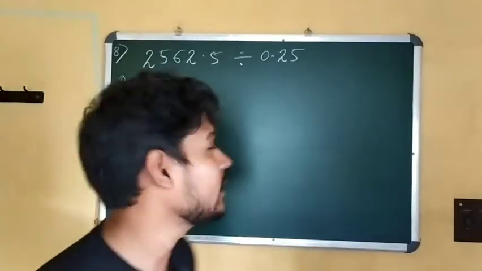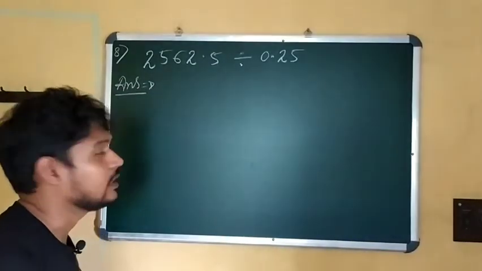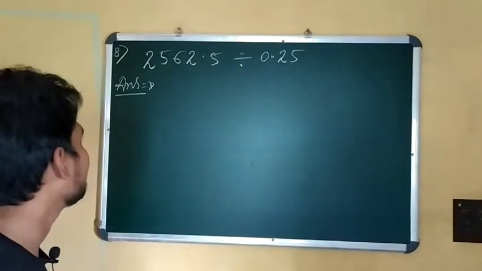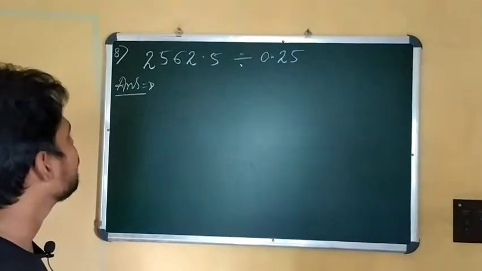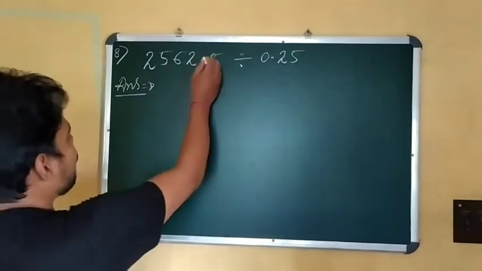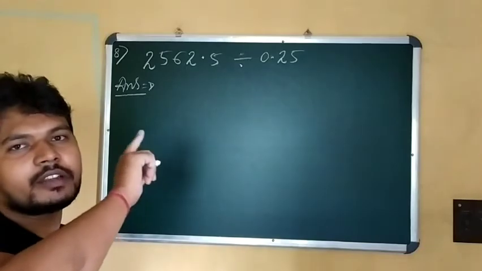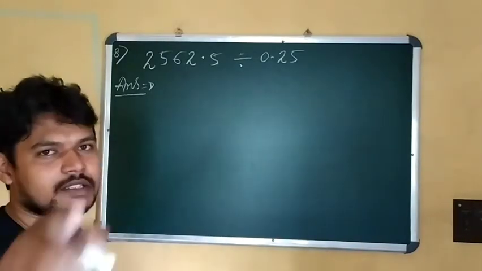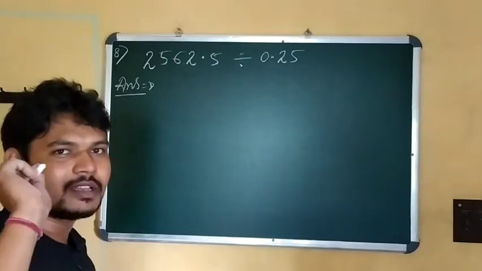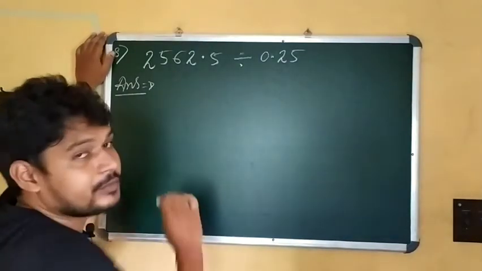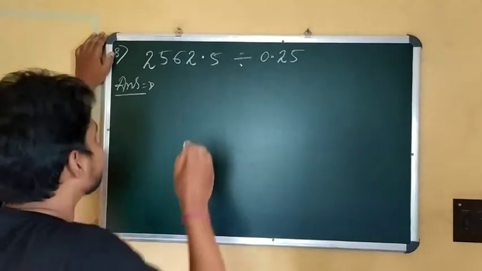Now students, let's see this example. That is also one of the most important examples on this topic. Here the dividend is 2562.5 and the divisor is 0.25. So what is the first step? I hope all of you already remember this. You have to write this in the form of a fractional number.